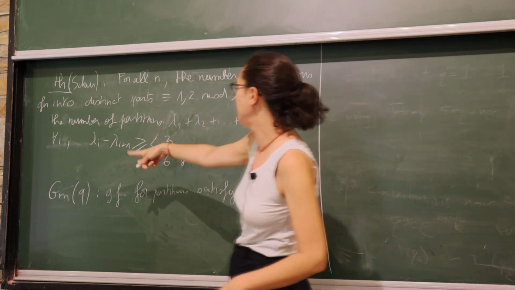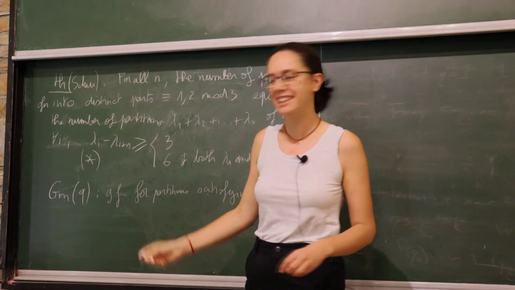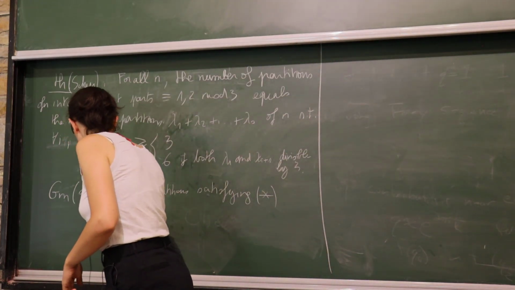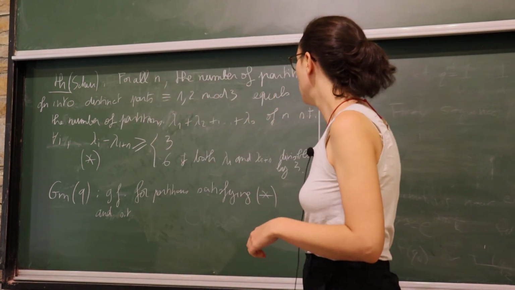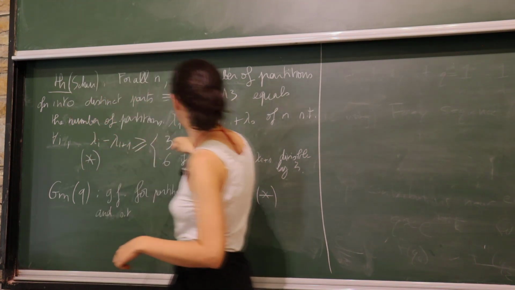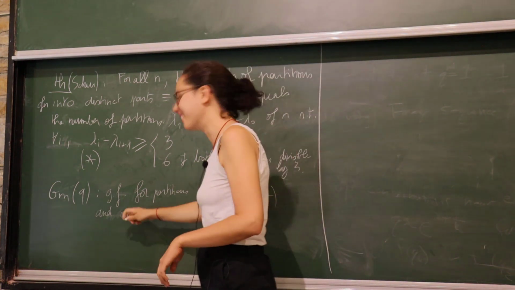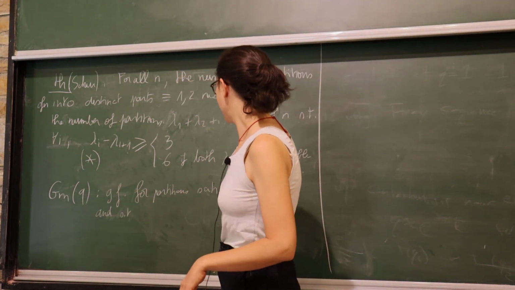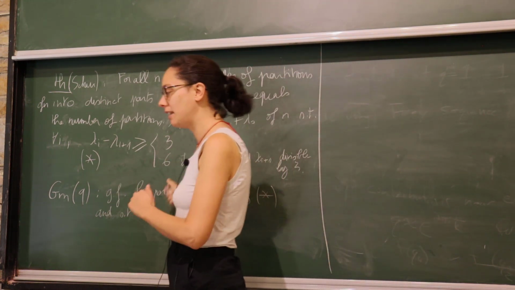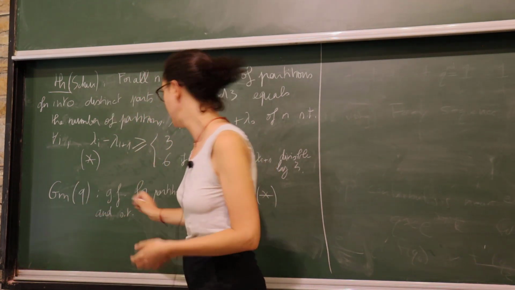And I had called those difference conditions the equation star, so I'm going to keep the same notation. And such that the largest part, I plus 1. Yeah, so this is just the difference between two consecutive parts. So we consider the generating function for partitions satisfying the difference conditions and the additional condition that the largest part of the partition has to be at most m.